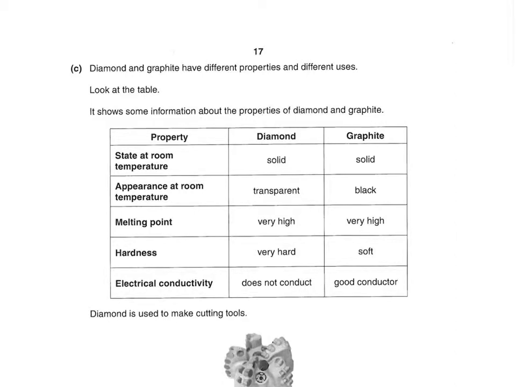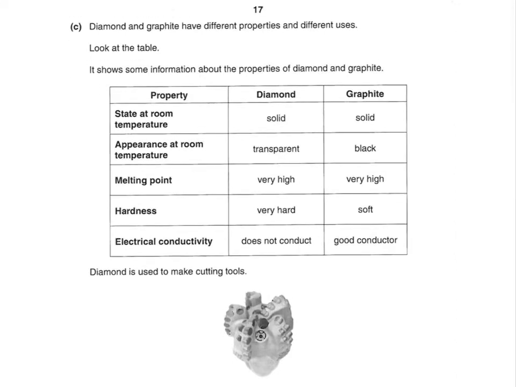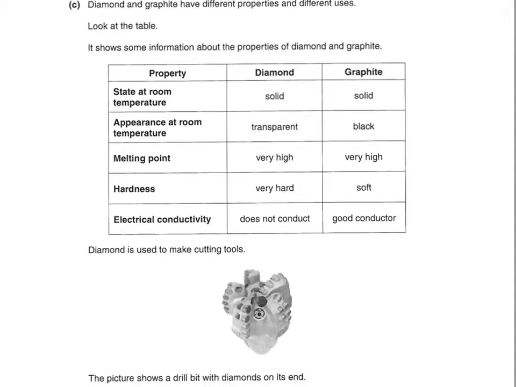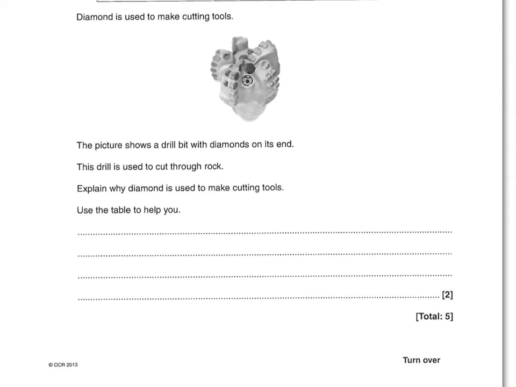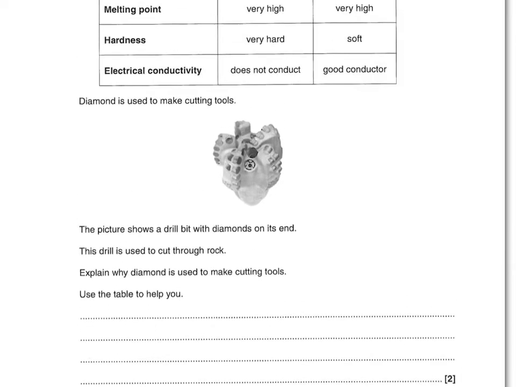Diamond and graphite have different properties and different uses. Look at the table, it shows some information about the properties of diamond and graphite. There they are. Diamond is used to make cutting tools. The picture shows a drill bit with diamonds on its end. This drill is used to cut through rock. Explain why diamond is used to make cutting tools. Use the table to help you.